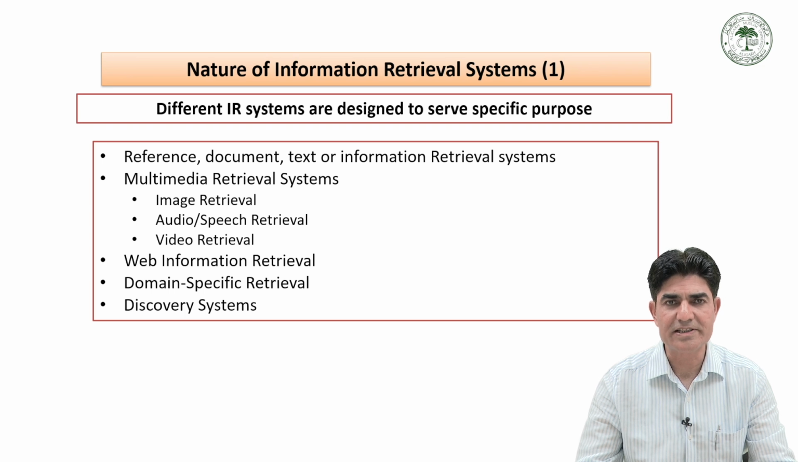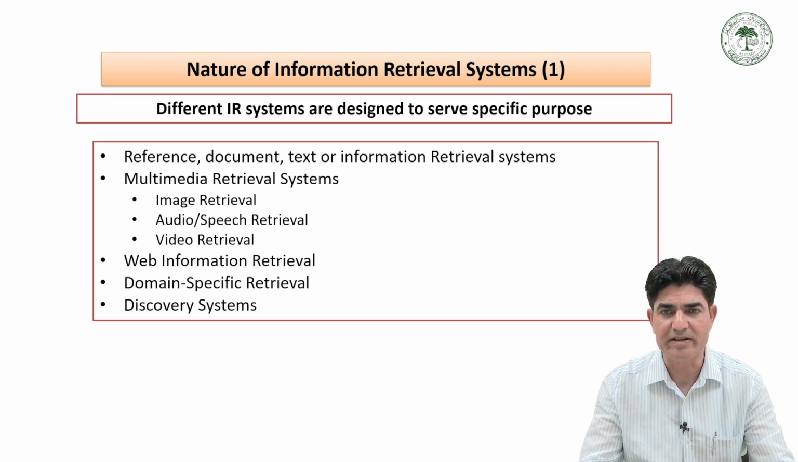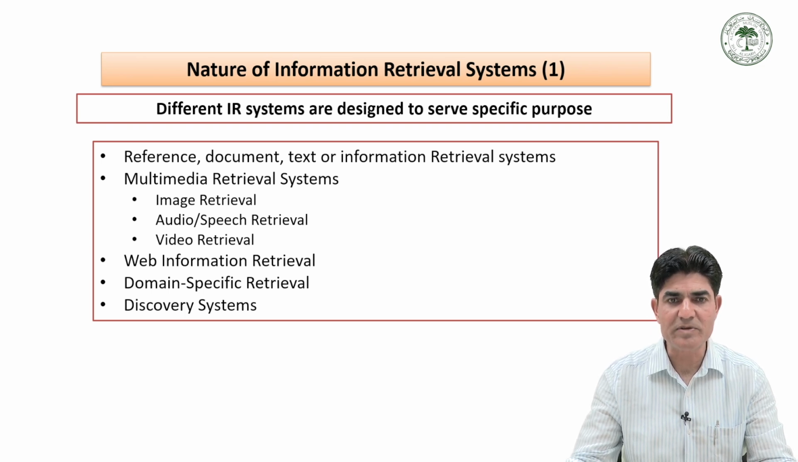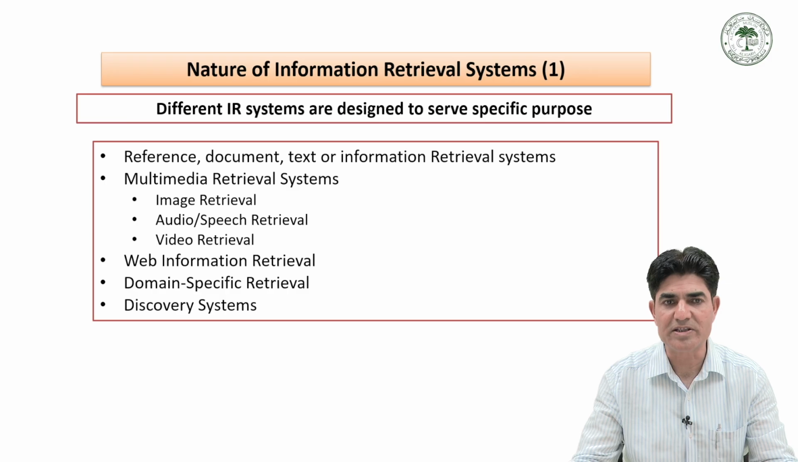So just start with the nature of information retrieval system. Different information retrieval systems are designed to serve a specific purpose, and for that different kinds of information retrieval systems have been developed. We can see the different categories of information retrieval system.